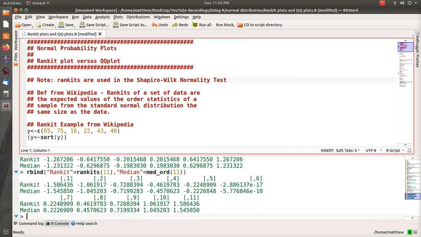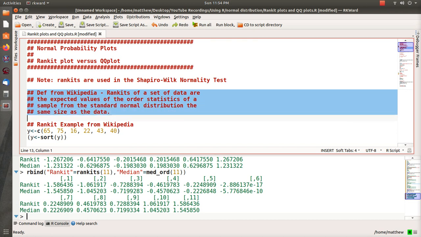It's less known, but before we start, rankits are used in the Shapiro-Wilk normality test, and it's actually one of the most powerful tests in detecting normality or not. Now, Rankit is an odd name, and I forget the statistician's name, but it's the same statistician who coined the term probit. So he coined this term Rankit. And the definition off of Wikipedia, which I think after you see the example will make perfect sense.